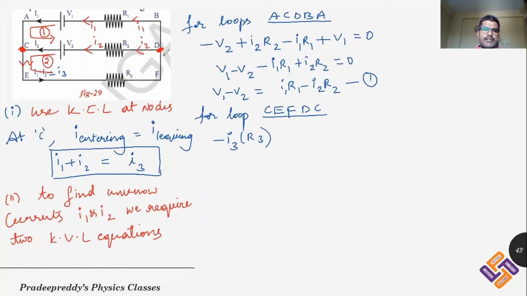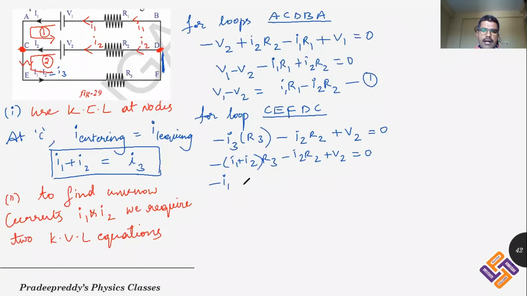Next, from F to D there is no component. From D to C, you have one resistor and one battery. From D to C you can write minus I2 R2. You are going from negative terminal to positive terminal of the battery, so it is plus V2 is equal to 0. From here, I3 can be written as I1 plus I2, so minus (I1 plus I2) into R3 minus I2 R2 plus V2 is equal to 0.